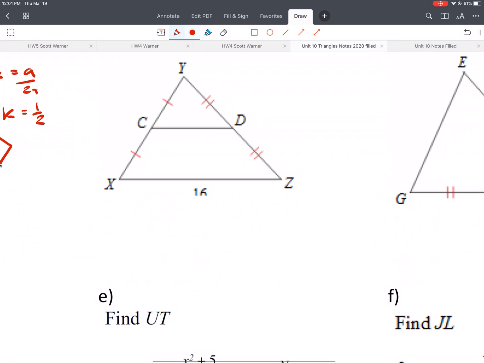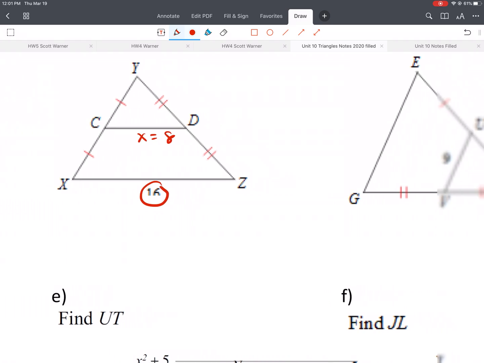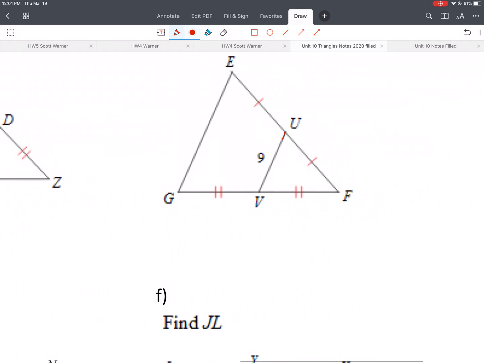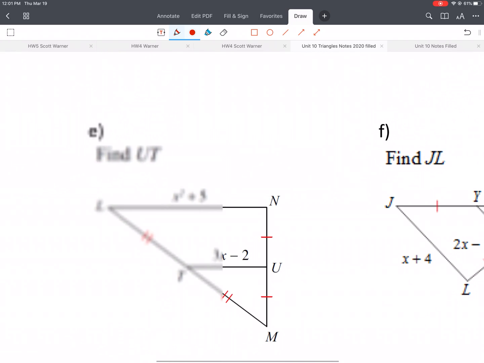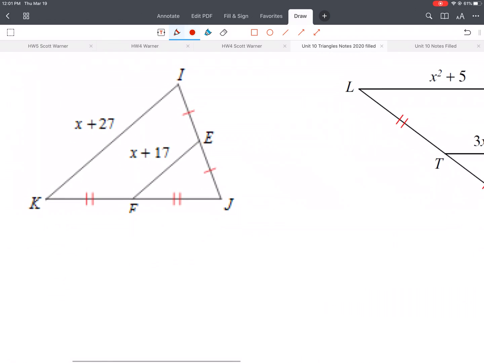So here, this is 16 and we want to find this, well, that's just going to give us 8. Here, this side is 9, so the bigger triangle will be 18. And with some of these, you would just need to realize that you multiply this by 2, so 2 times x plus 17 would give us x plus 27. And we could solve the problem that way.